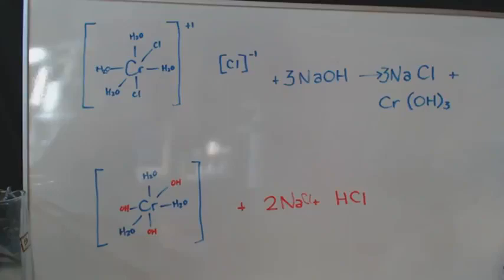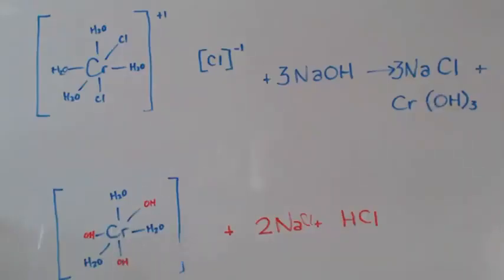coordination complex. As you can see, this is the same formula as this. You've got 1 Cr, 1 Cr, 3 hydroxides, 3 hydroxides. The water molecules are neutral. They're ligands forming dative bonds.